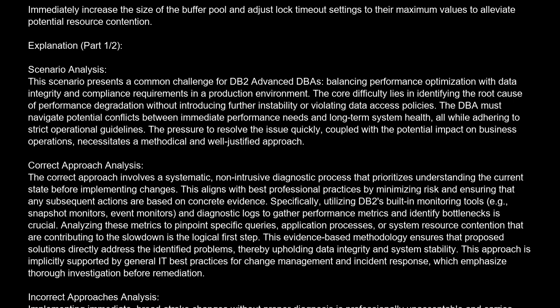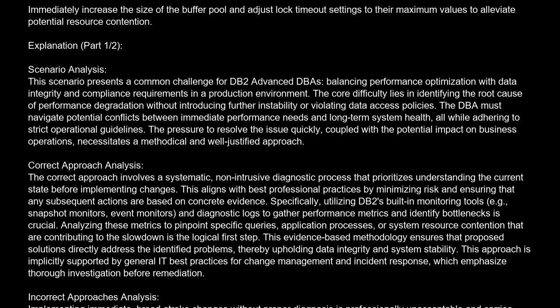This scenario presents a common challenge for DB2 advanced DBAs, balancing performance optimization with data integrity and compliance requirements in a production environment. The core difficulty lies in identifying the root cause of performance degradation without introducing further instability or violating data access policies. The DBA must navigate potential conflicts between immediate performance needs and long-term system health, all while adhering to strict operational guidelines. The pressure to resolve the issue quickly, coupled with the potential impact on business operations, necessitates a methodical and well-justified approach.